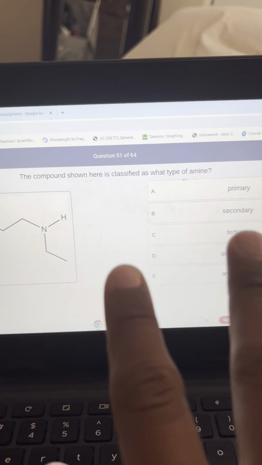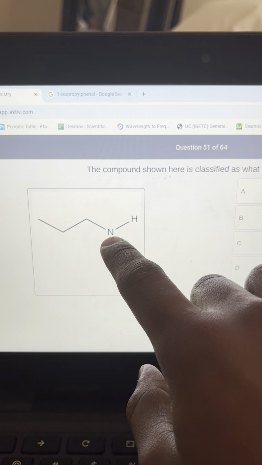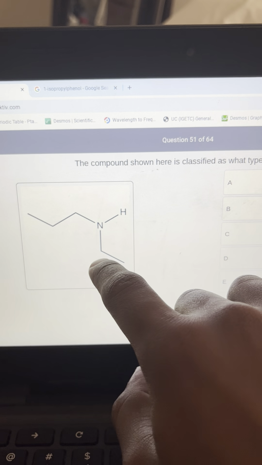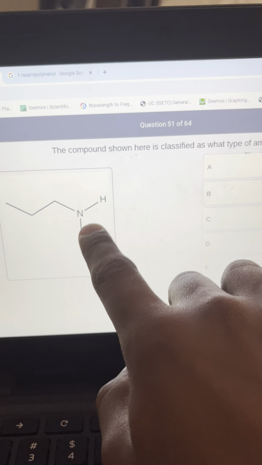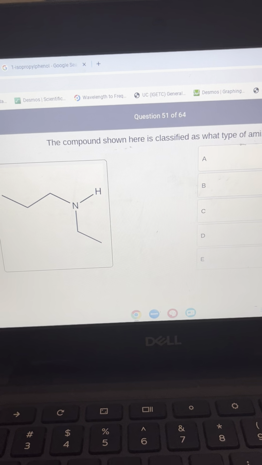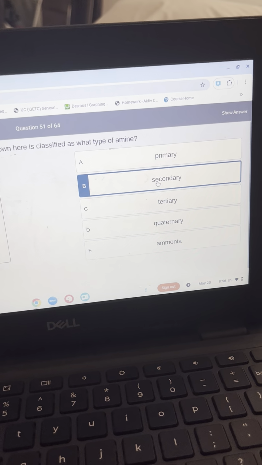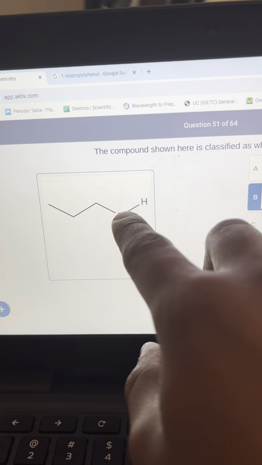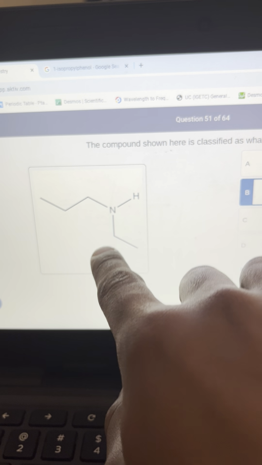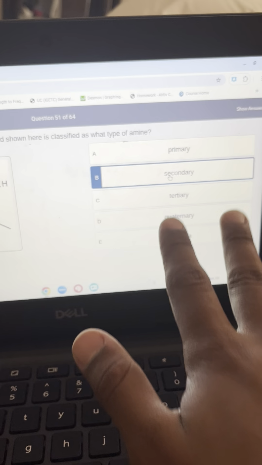Okay? Yet again, what kind of amine is this? It's bonded to 1 carbon, 2 carbons. Nope, that's a hydrogen. It's only bonded to 1, 2 carbons. That tells us that this is a secondary. Because remember, if it was just bonded to 1 carbon, it's primary, but it's bonded to 2 carbons, which tells us that it's secondary.